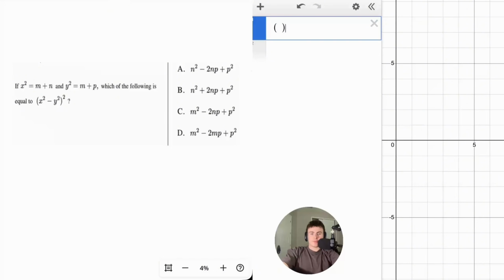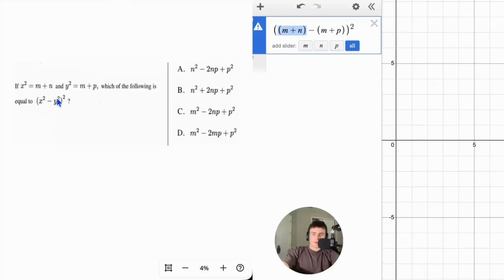So let's do this. Let's just replace these. Instead of x squared, I'm going to put in m plus n. And then instead of y squared, I'm going to put in n plus p. Because it tells me that they're both equivalent to what they tell me, right? So if x squared equals m plus n, I put that in here because it goes here. And then if y squared equals n plus p, I just put it in here for y squared, right?